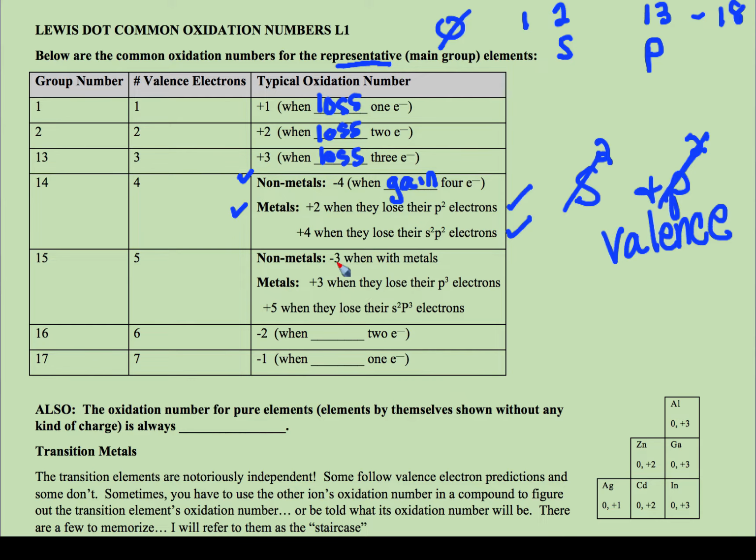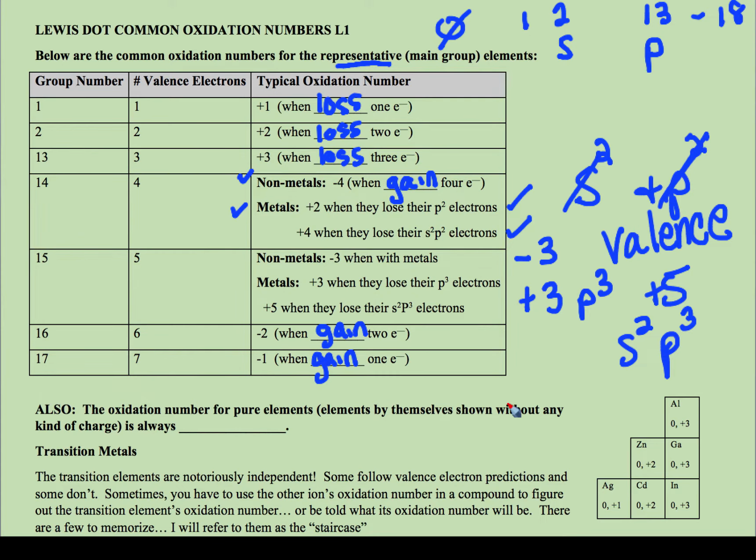So nonmetals in group 15 become -3. Metals can be +3 when they lose their P3s, or +5 when they lose the S2 and P3 electrons. Group 16 gains 2 electrons to become an ion. Group 17 gains 1 electron. And the goal here is to have that stable octet of electrons. Not everything reaches that octet, but that is a goal.